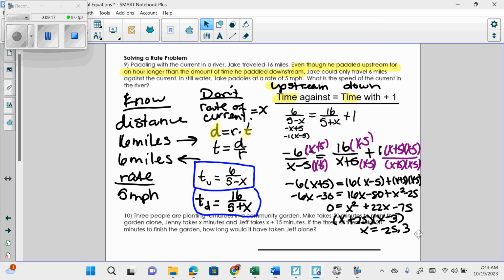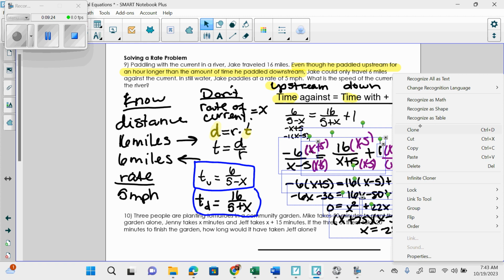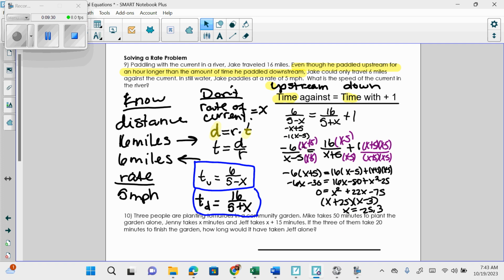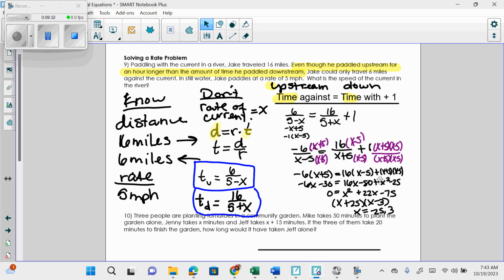Since our x represents a rate, we're not going to have a negative rate. So x equals -25, we're not going to use, we're just going to use x equals 3. And there's our solution. The current was 3 miles per hour.